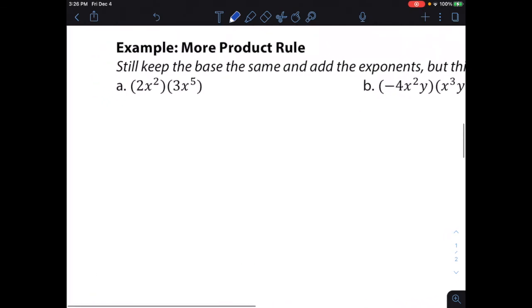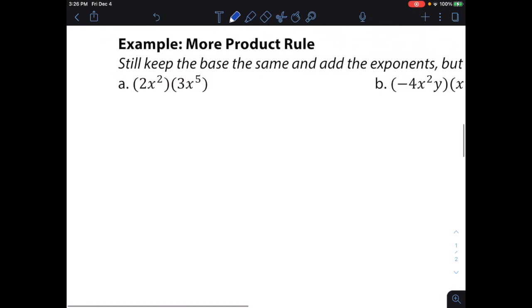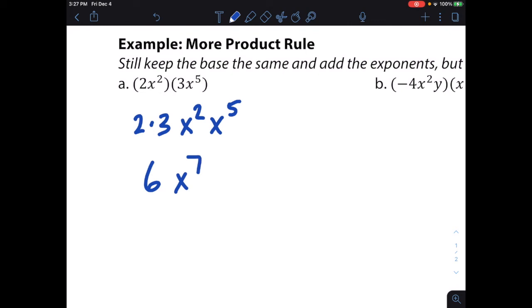So one thing that you can do is rearrange things. I have a 2 and a 3. They're both positive, so I don't necessarily need parentheses here. I just need 2 times 3, and then I have x squared, x to the 5th. Well, 2 times 3 is 6, and x squared times x to the 5th is x to the 7th, so I can just write it as 6x to the 7th power.